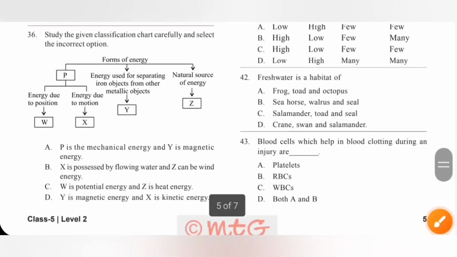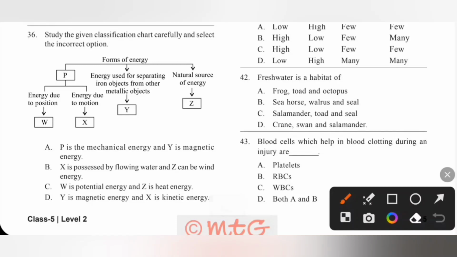37. Study the given classification chart carefully and select the incorrect option. So P, energy due to position. So W is potential energy, and energy due to motion is X. So X is kinetic energy. Okay, so W is potential energy, X is kinetic energy. And Y is the energy used for separating iron object from other metallic object. So Y represents magnetic energy. Z is a natural source of energy and can be either solar, geothermal or wind energy.